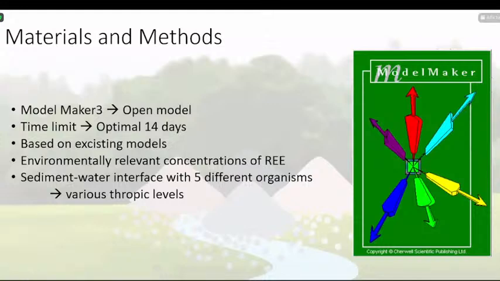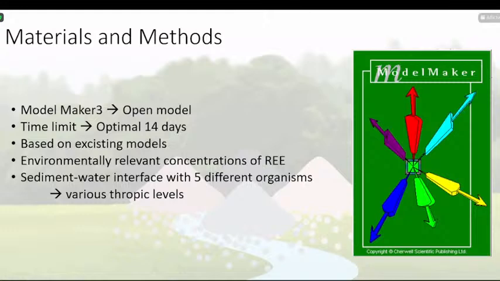So my current prototype, because it is a prototype, is built in Model Maker 3. This is a software that allows me to build an open model. Open model means that as soon as one of our ESRs has data, I can put it in. As soon as you, as senior researchers, have data, I can put it in. As soon as government gets data available, I can put it in. A downside is that there's a time limit, because the model runs only optimally when 14 days are considered.